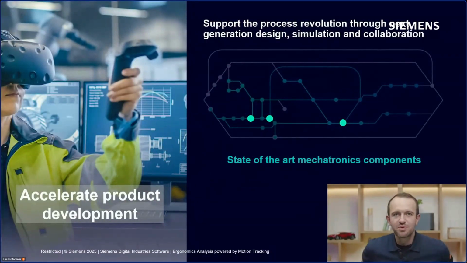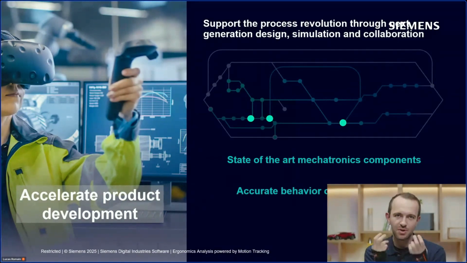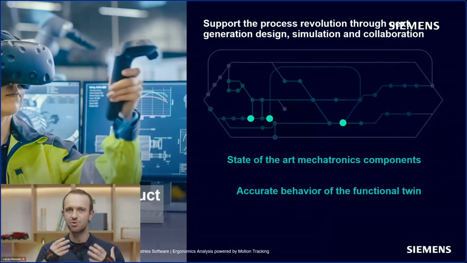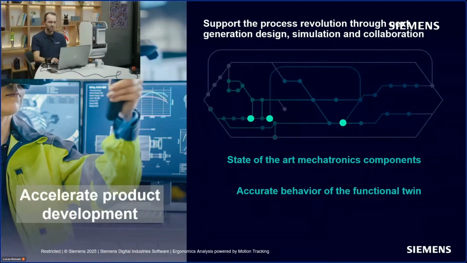Now, I propose that we have a quick overview about this digital thread dedicated to engineering that we call Accelerate Product Development, and that is used in order to better create or design the state-of-the-art mechatronics components that will go out of your engineering offices, and then to use our simulation capabilities in order to get an accurate view of the behavior the product should have in different ways or at different moments of its life cycle.